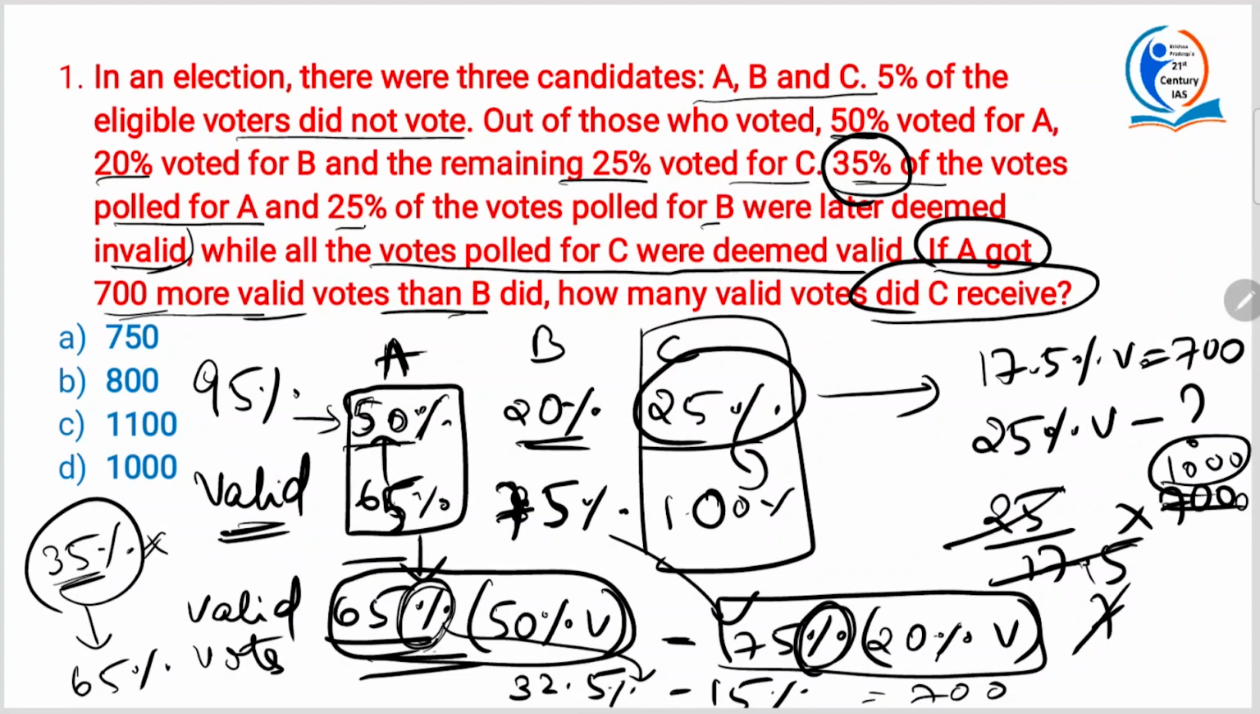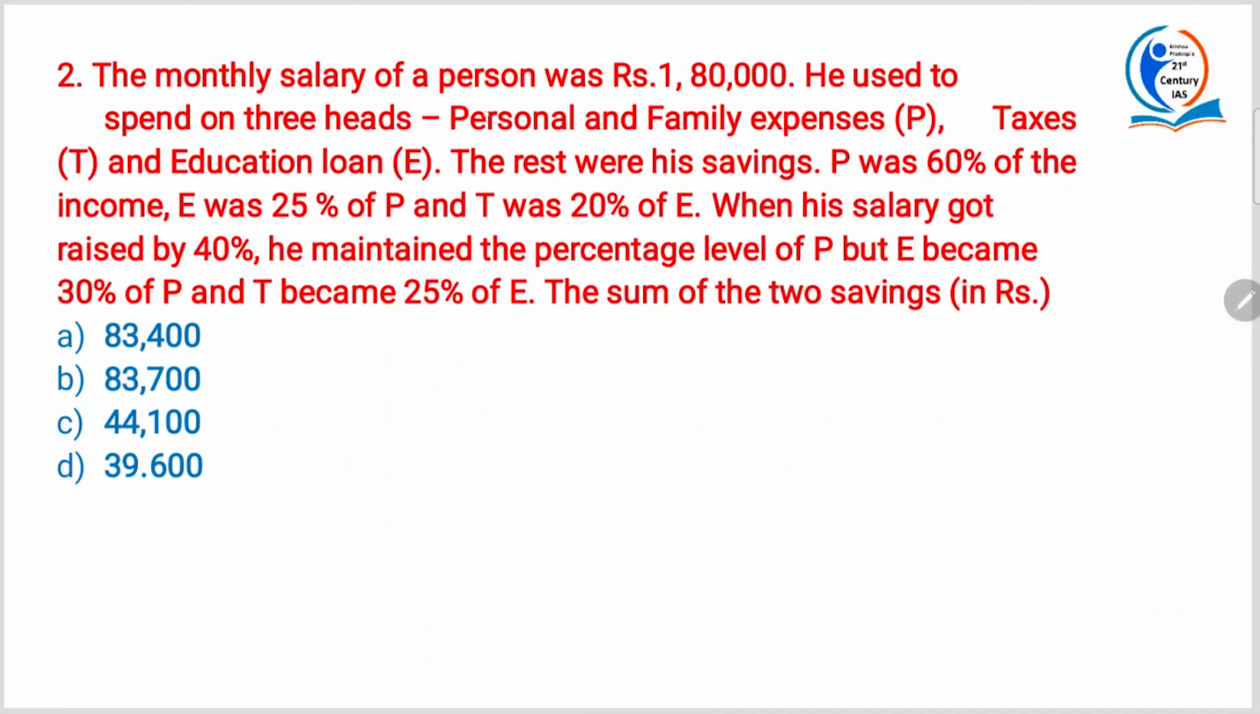So 1000 is the answer. Okay, 1000 is the answer. Now next question. The monthly salary of a person was this much. He used to spend on 3 heads. What are those 3 heads? Personal and family expenses, taxes and education loan. Good. The rest were his savings.